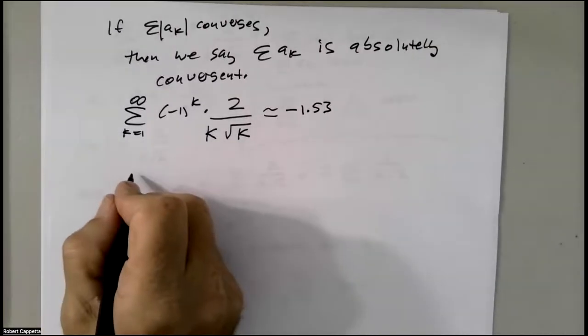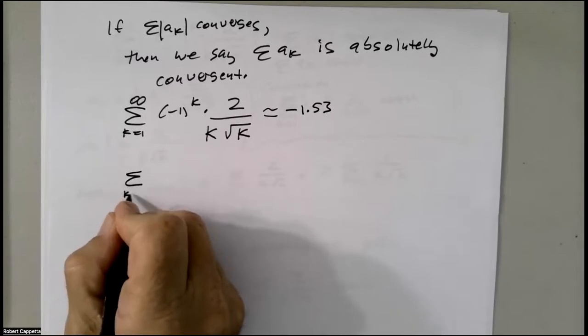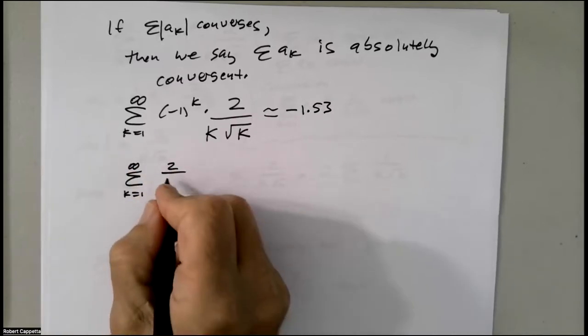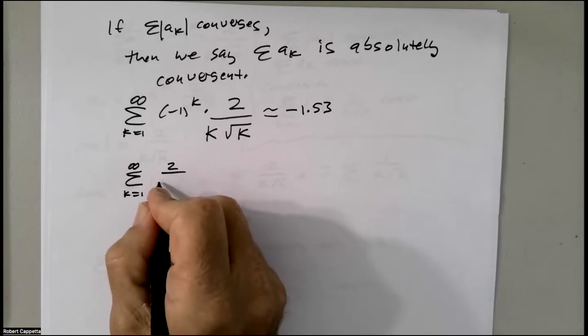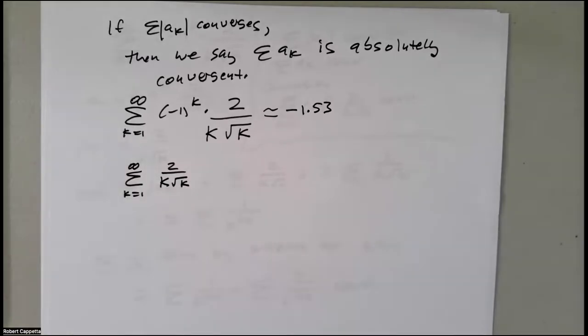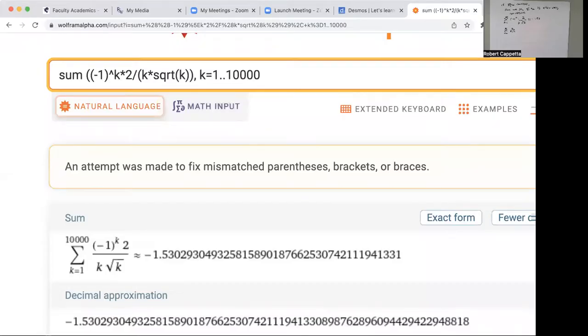So to check for absolute convergence, let's try this, please. Use technology to get an approximation for this. Sum as k goes from 1 to infinity of 2 over k root k. What do you think that is going to be? So all I have to do on Wolfram Alpha is to remove the negative 1 to the k.